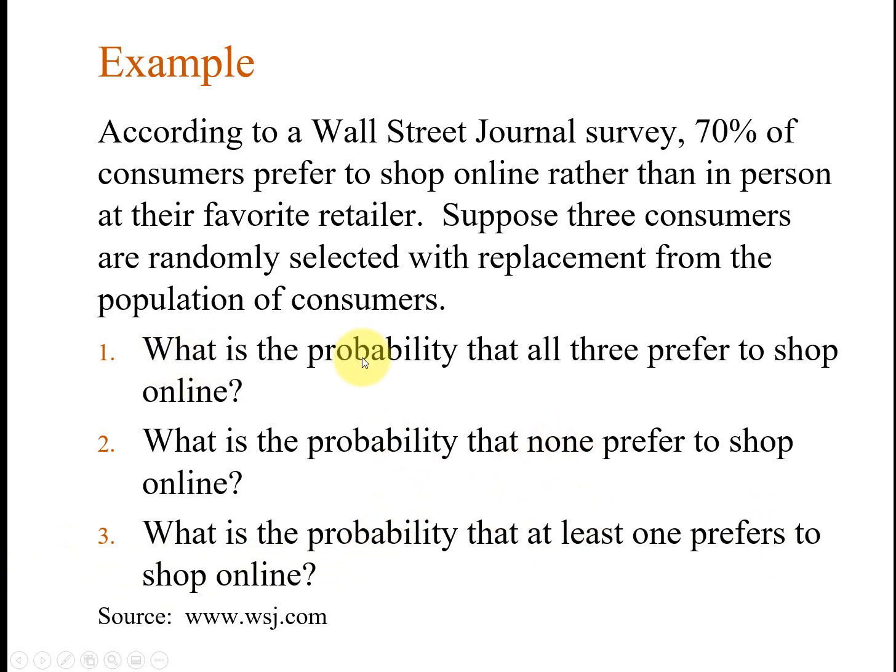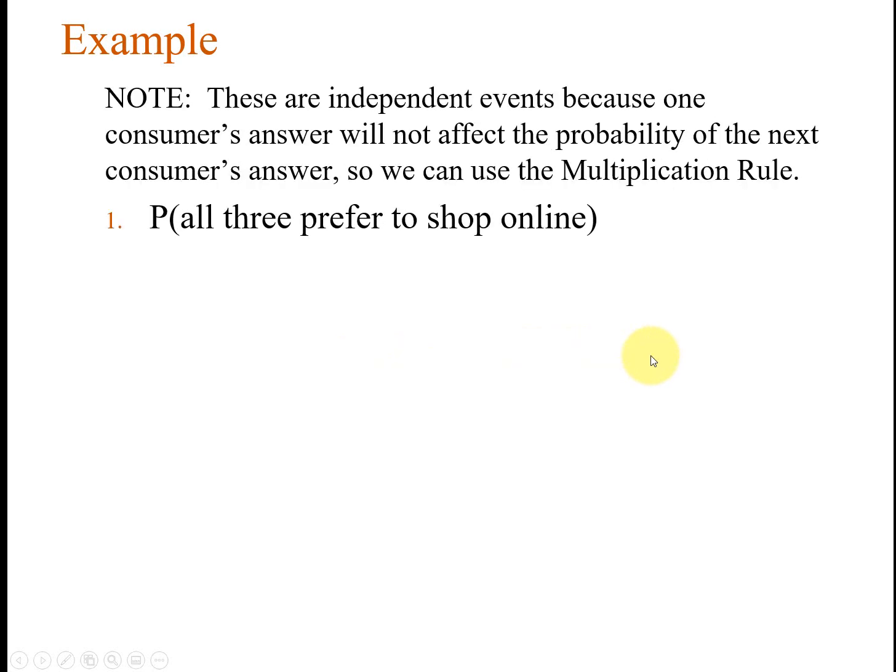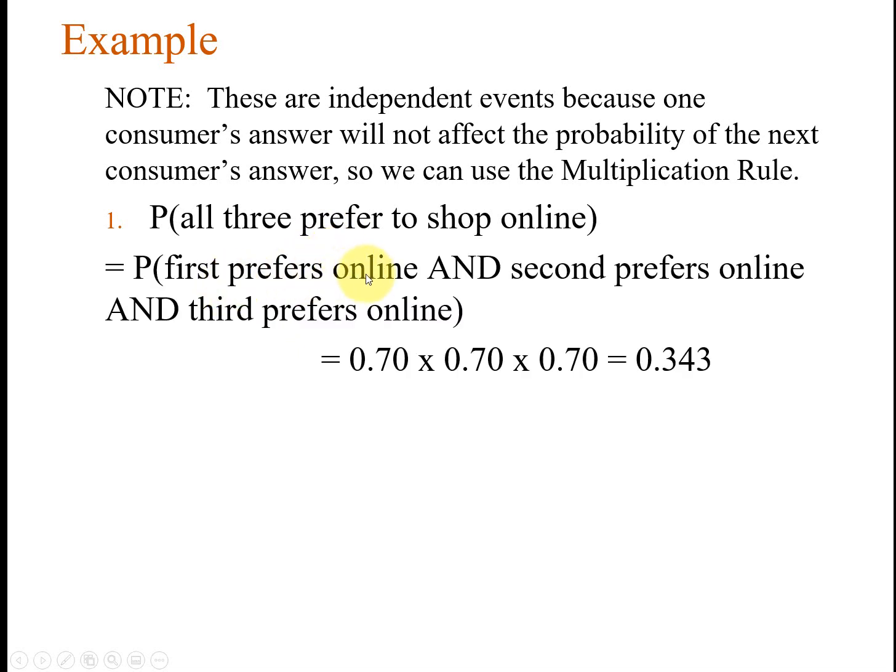So the first one, the probability of all 3 preferring to shop online. Well, that's just the probability that the first prefers to shop online, and the second prefers to shop online, and the third prefers to shop online. These are independent events because one consumer's answer will not affect the probability of the next consumer's answer, so we can use that multiplication rule. So 0.7 times 0.7 times 0.7 equals 0.343.